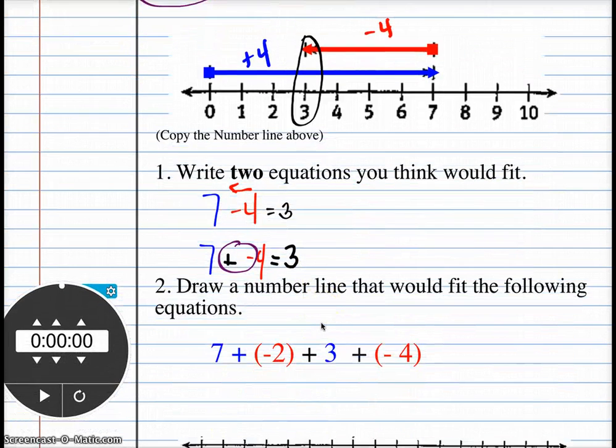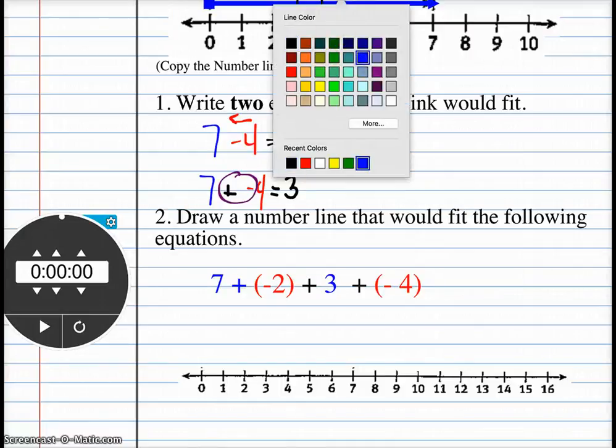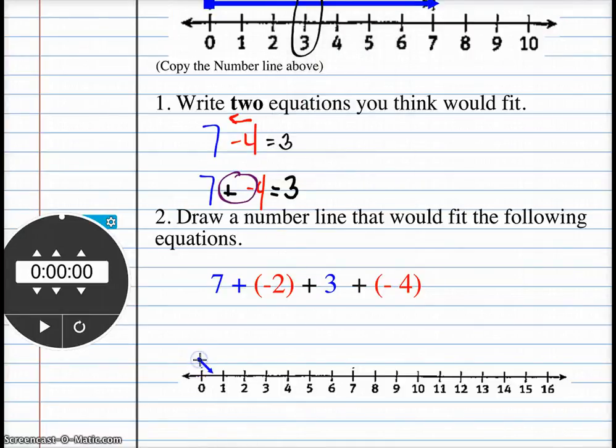Okay. And then you're going to draw number lines for this equation, and you're going to have more than one line. I can start it off for you. Let's start off with our +7. Positives I'm doing in blue. I start at 0, and then I go to 7. That's my +7. I'll write that in. So +7.